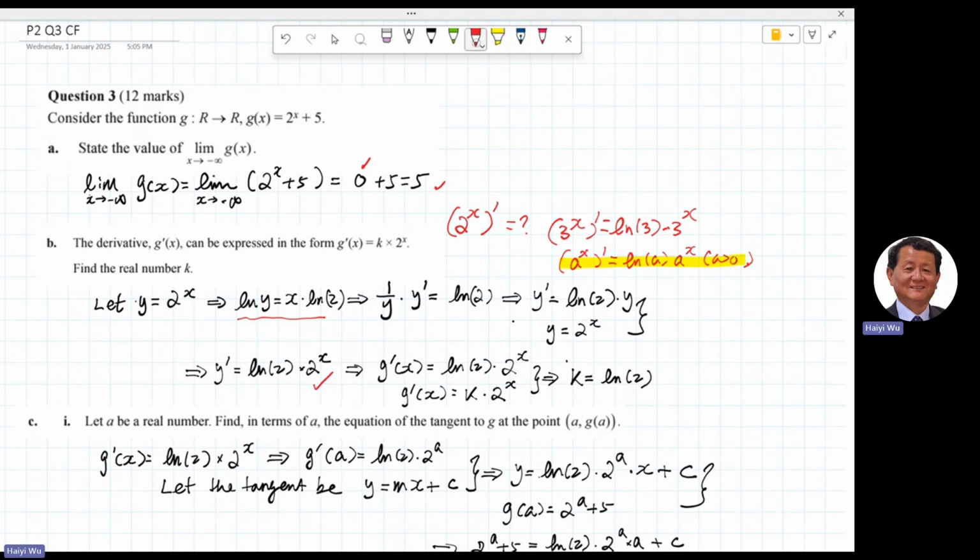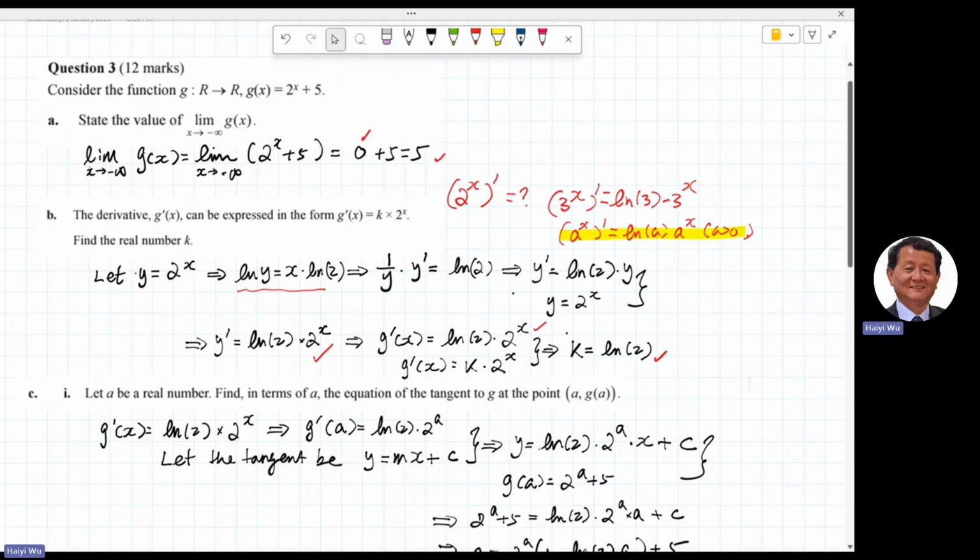So for the derivative of g(x), I'll use the formula we just did. The derivative of 5 is 0. So if the derivative of g(x) is k times 2 to the power of x, then k must be ln 2. So question B is done.